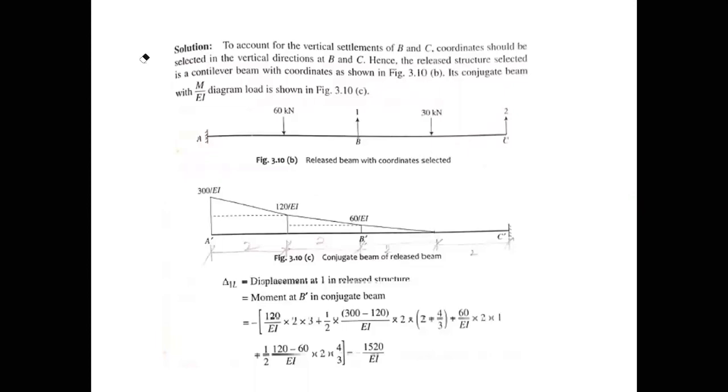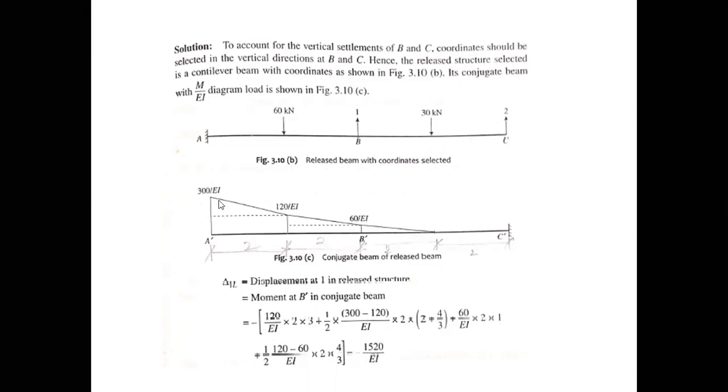And here, in this case, the total displacement in coordinate direction 1 will be equal to the moment at B dash, that is, in the conjugate beam. This is by the conjugate beam theorem. We already know it. So the moment at B dash will be due to the loading, that is, due to this load.